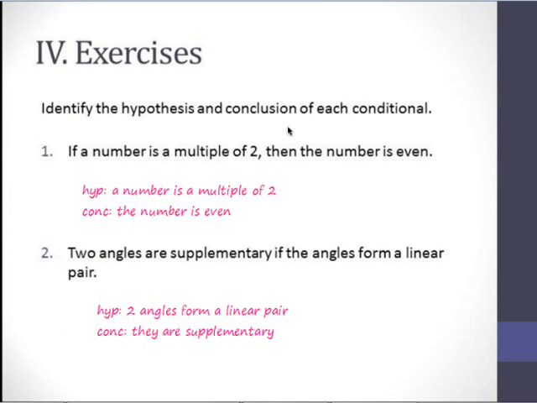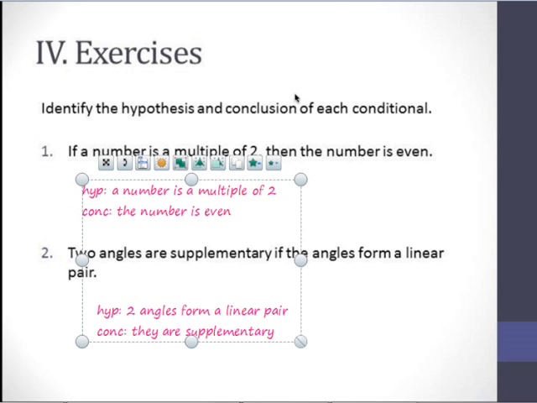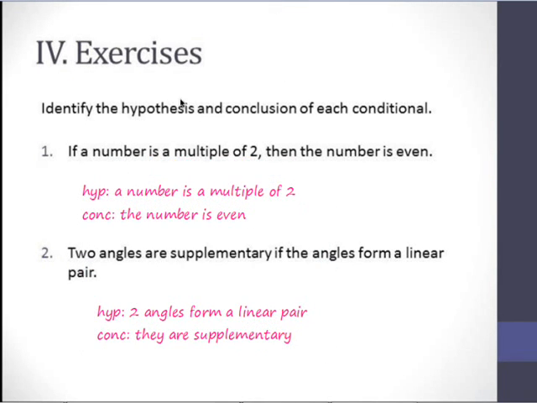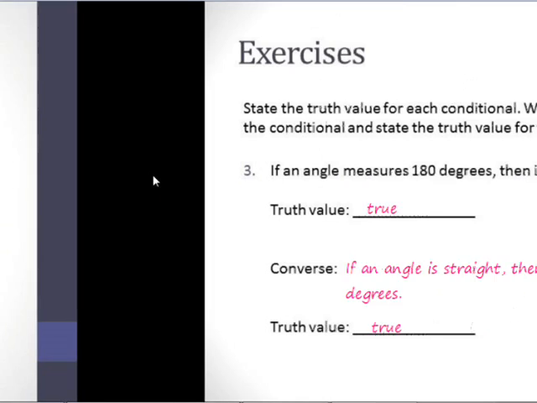Identify the hypothesis and the conclusion. So I've done that. The hypothesis here is a number is a multiple of 2. The conclusion is a number is even. Make this a little bigger. Maybe you can see a little bit. And so the conclusion is the number is even on the second one. 2 angles are supplementary. That part is actually the conclusion because if the angles form a linear pair is the hypothesis. All right. Let's take a look at the next one.